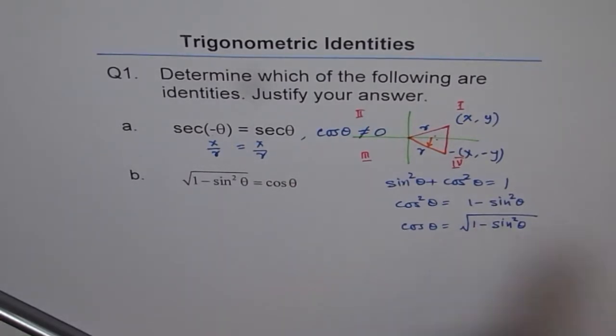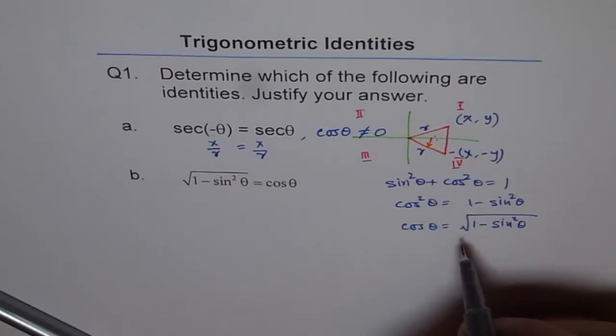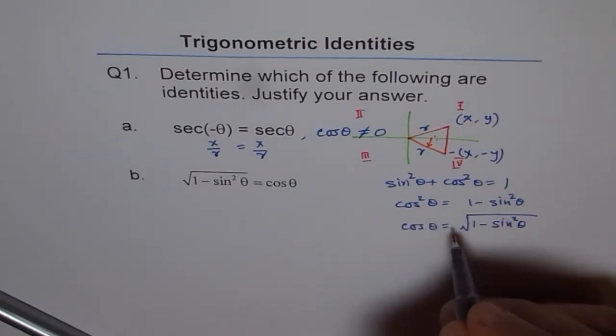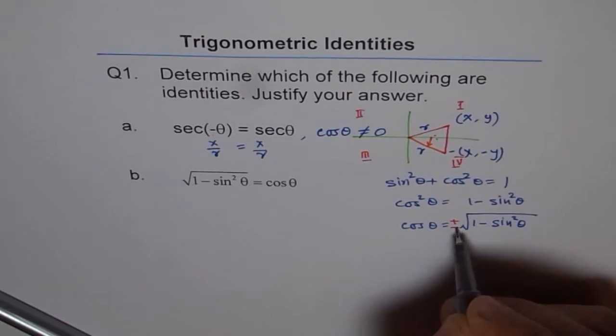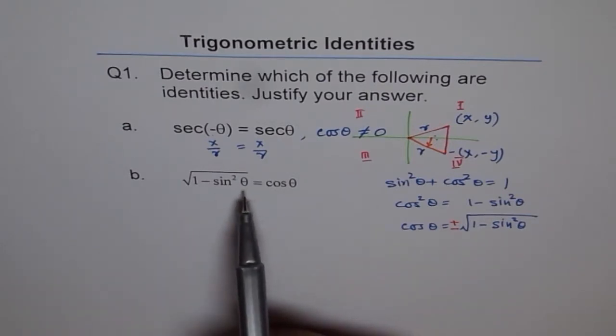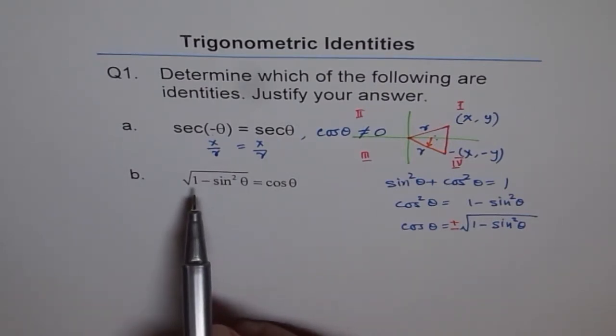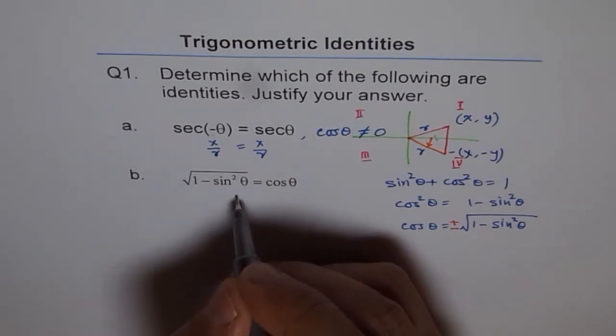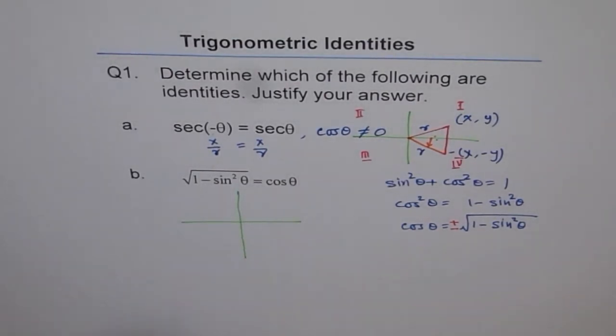Well, there is a mistake here. Do you know the mistake? The mistake here is that whenever you take a square root, you have to write plus and minus. Now that plus and minus is missing. Do you see that? So that is why this becomes just an equation and it is not true for all values of theta.